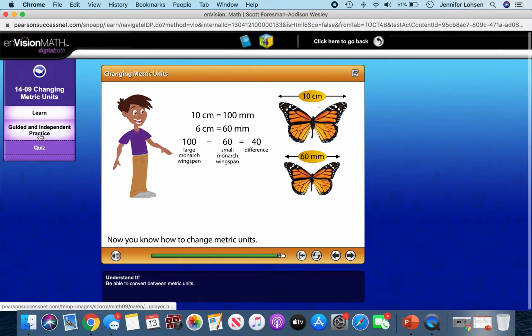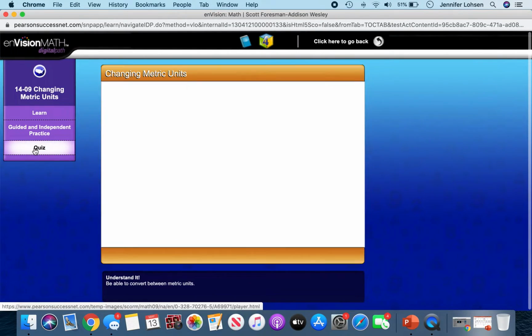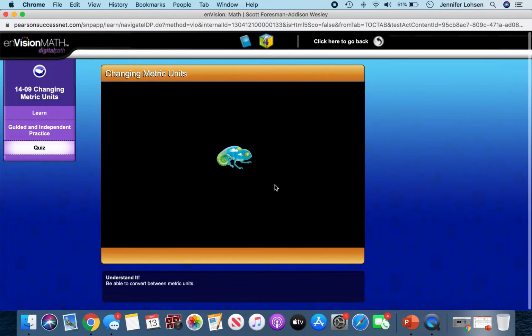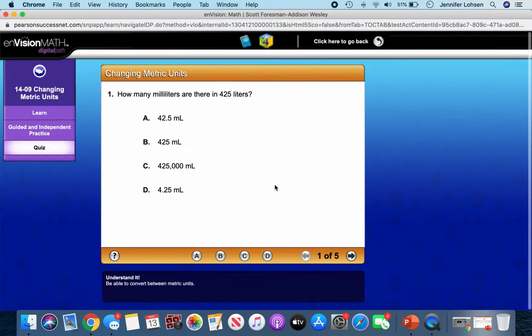So as we do our quiz today, I'm actually going to show you guys how I go about doing that, okay? So this first problem is asking me how many milliliters, and I'm just going to write it down here for myself so that I don't make a mistake. How many milliliters are there in 425 liters? Okay, so liters to milliliters.